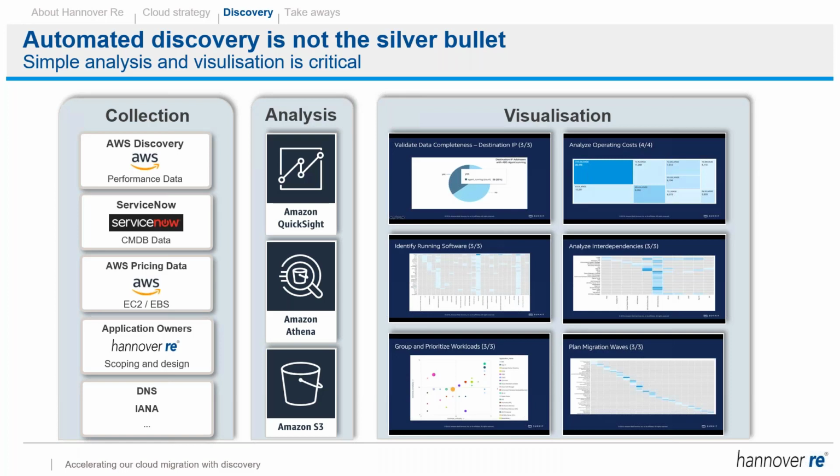And doing this, Hannover was able to bring all their data together, get the detailed performance and dependency information that they lacked using the Application Discovery Service, and then use QuickSight to have one dashboard to build their migration plan. And it greatly accelerated their migrations to AWS and made it easier.